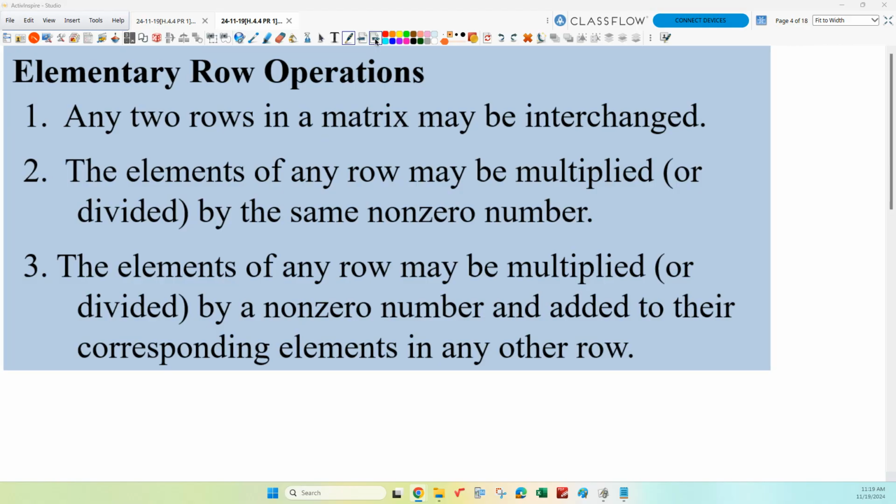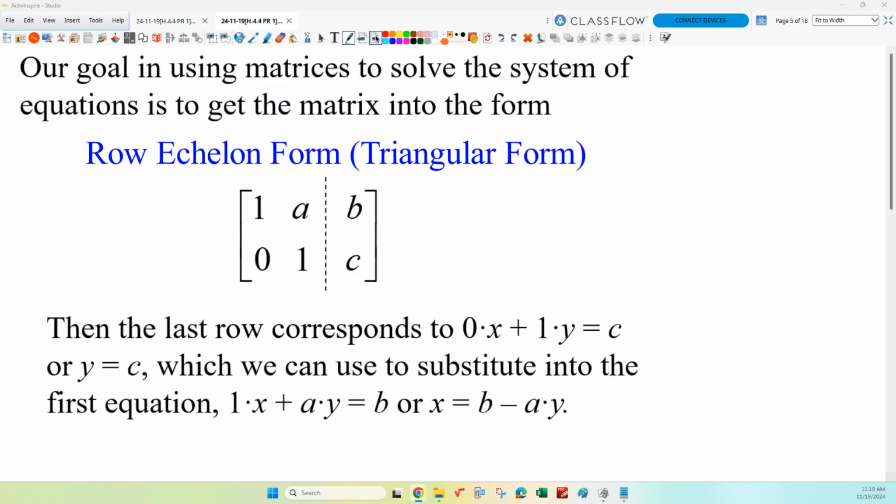Same thing. Multiply one row by a number and add it to another row. Same step, right? So these are all the same algebra steps you've already done algebraically solving systems. It's just a lot quicker and more efficient to do it with a matrix. Okay? So there's one way we can do this: we want to use row operations to get the matrix into what's called row echelon form or triangular form.